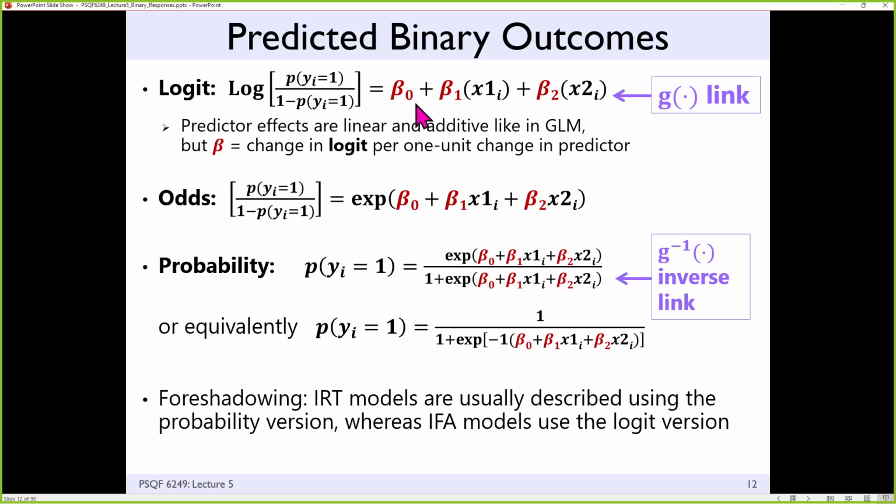So beta 0 is the expected logit when x1 and x2 are 0. Beta 1 is the slope for how the expected logit changes per unit x1. And as long as you're in expected logit, you're good.